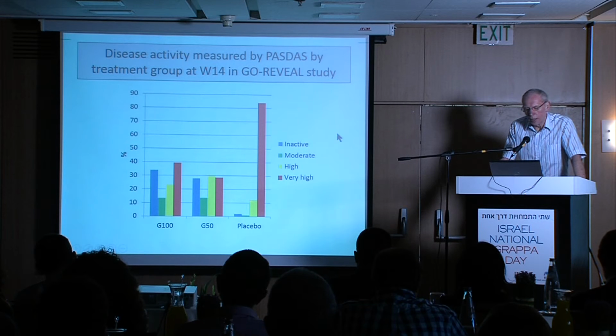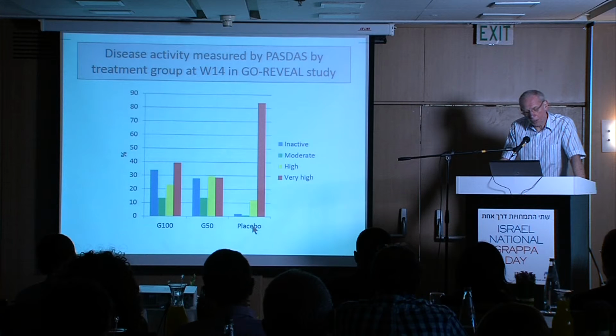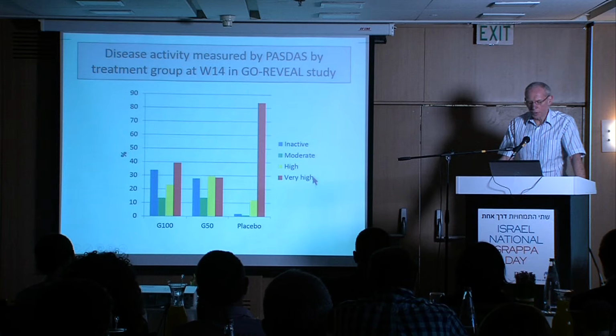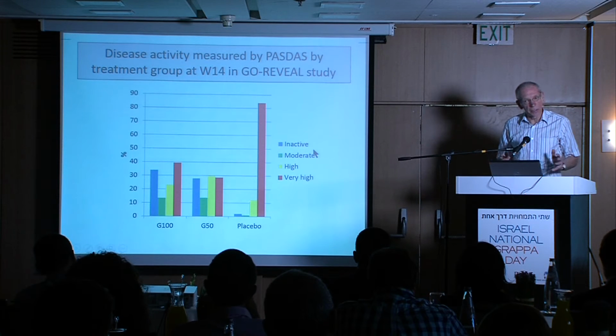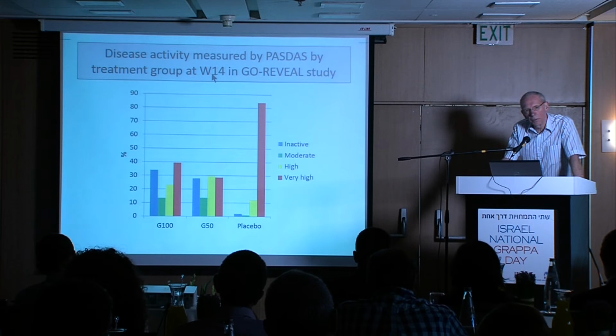And this is from the GO-REVEAL trial of golimumab in psoriatic arthritis. So there were 2 active treatment groups, a 50 milligram and a 100 milligram group, and a placebo group. And these are the composition in terms of disease activity measured by the PASDAS at week 14, at the end of the placebo-controlled phase of that study.